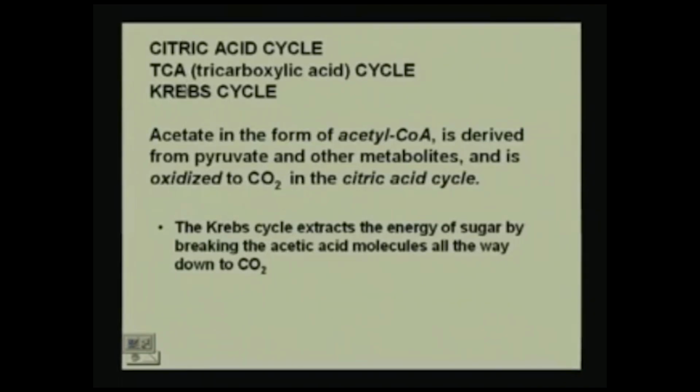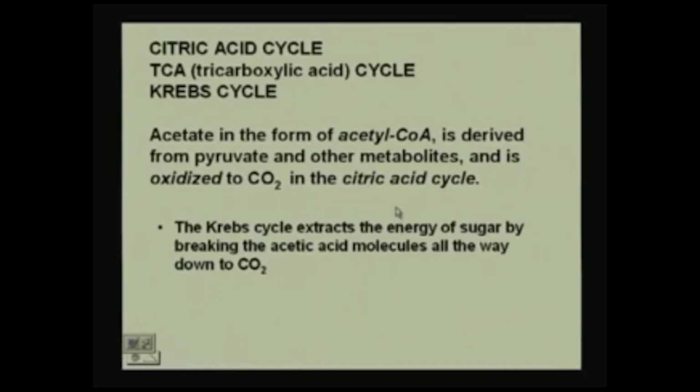There are 3 different names to this cycle. It is called the CAC or the citric acid cycle, the TCA or the tricarboxylic acid cycle, or the Krebs cycle, since most of these reactions were determined by Hans Krebs. Now, acetate in the form of acetyl-CoA is derived from pyruvate. So, the key step after pyruvate is obtained in the breakdown of glucose is the formation of an acetate. This acetate is taken up by coenzyme A to form acetyl-CoA, and then later on it is oxidized into CO2 in this citric acid cycle.